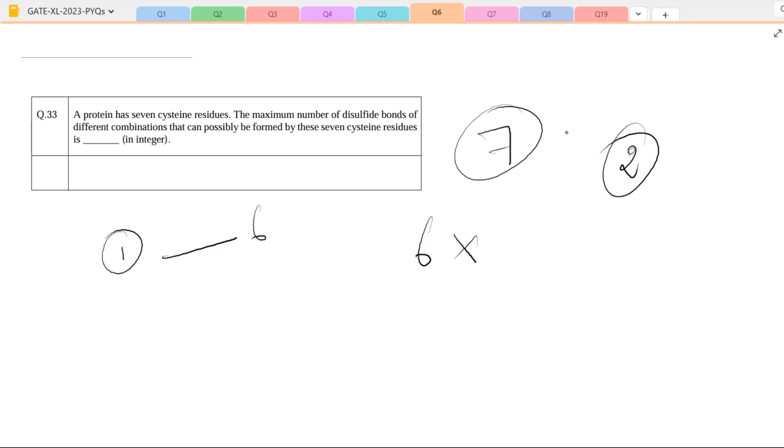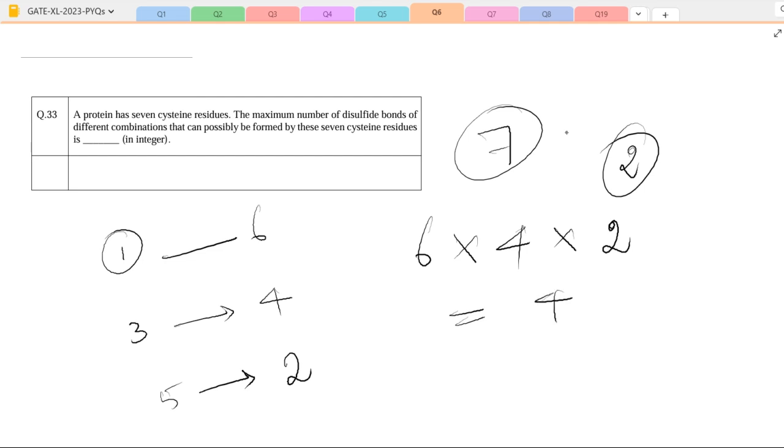Once the first disulfide bond is formed, you will have 5 cysteine residues remaining. If you take the third cysteine residue, it can form a disulfide bond with the remaining 4 cysteine residues. So that will be into 4, multiplied by, once that disulfide bond is formed, you have 3 cysteine residues remaining. Hence, the fifth cysteine residue can form a disulfide bond with the 2 remaining residues. So that will be into 2. Ultimately, this is going to be 6 into 4 into 2, which is 24 into 2, 48.